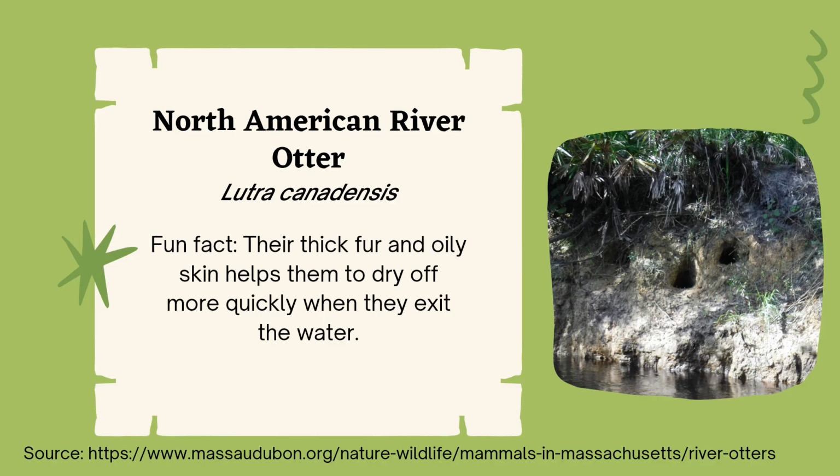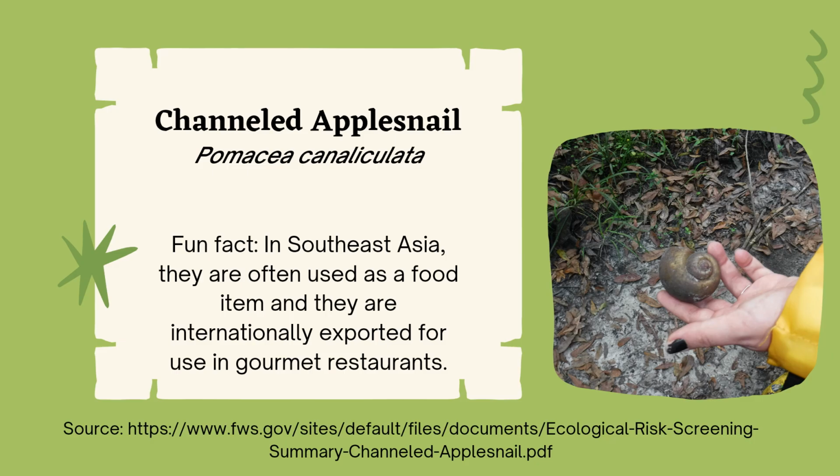And lastly, we have channeled apple snail or Pomacea canaliculata, but they have a dark brown striped right-handed shell with a lighter brown operculum, which is the inner part once it opens the shell. But in Southeast Asia, they are often used as a food item, and they are exported internationally for use in gourmet restaurants as well.